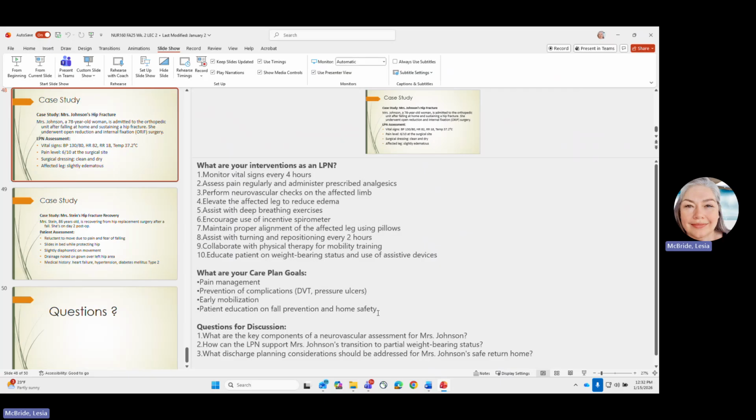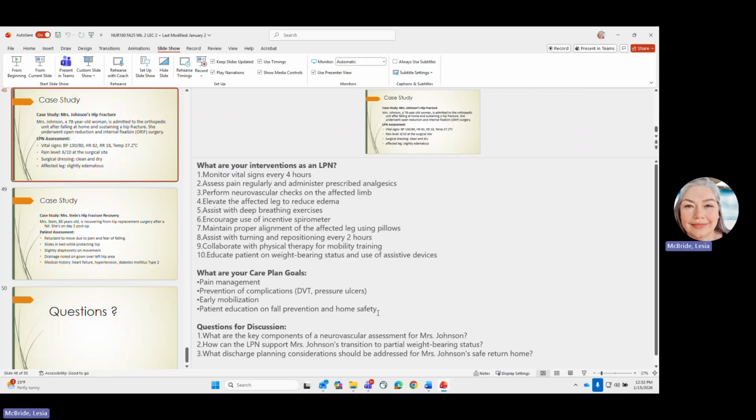Definitely perform neurovascular checks on the affected limb, making sure that they're feeling their toes, that the pulses are intact, that they're not having any increased pain in the calf, which would indicate a DVT or a blood clot. We want to elevate the affected leg to reduce edema, and give ice if the doctor has ordered it. Ice should not be applied for more than 20 minutes on, 20 minutes off. Make sure the ice is wrapped in a pillow or a towel.